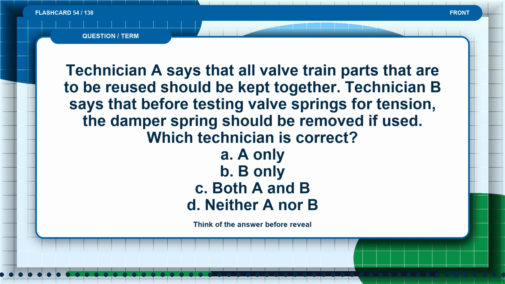Flashcard 54. Technician A says that all valve train parts that are to be reused should be kept together. Technician B says that before testing valve springs for tension, the damper spring should be removed if used. Which technician is correct? A, only B. B, only C. Both A and B. D, neither A nor B. Pause and think of the answer before the reveal.